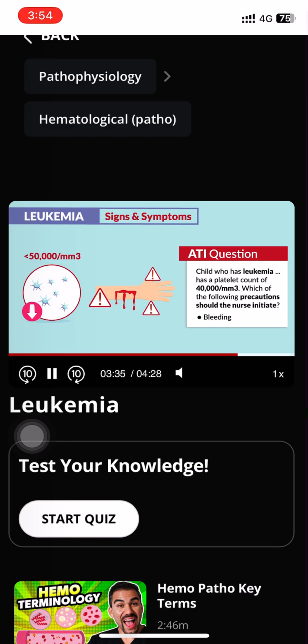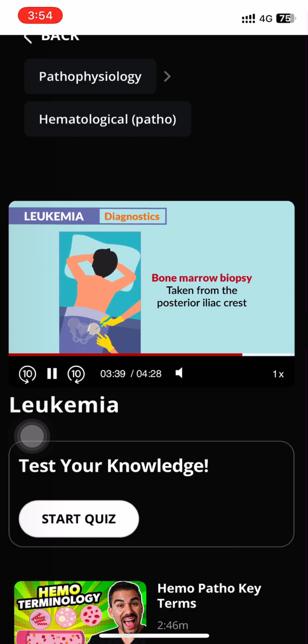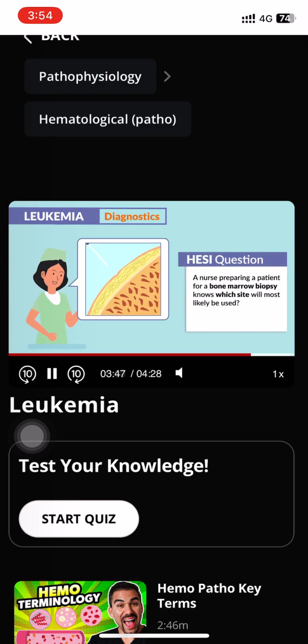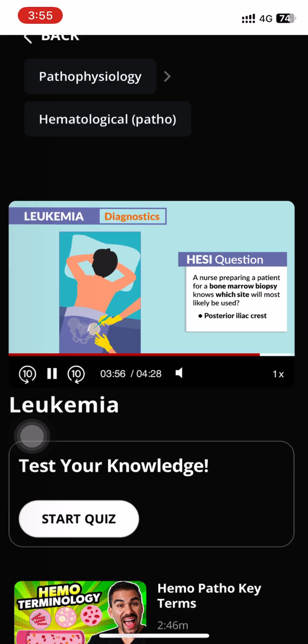Big time bleed risk. Now, in terms of diagnostics, we can do a bone marrow biopsy, typically taken from the posterior iliac crest, basically on the hip bone here. So a question mentions a nurse preparing a patient for a bone marrow biopsy and asks which site will most likely be used. Posterior iliac crest.